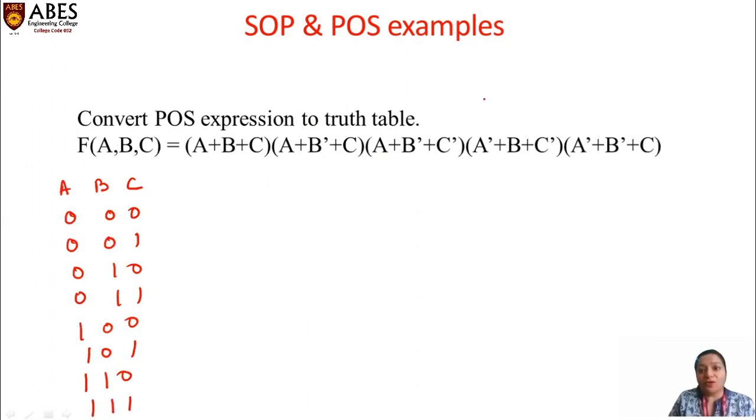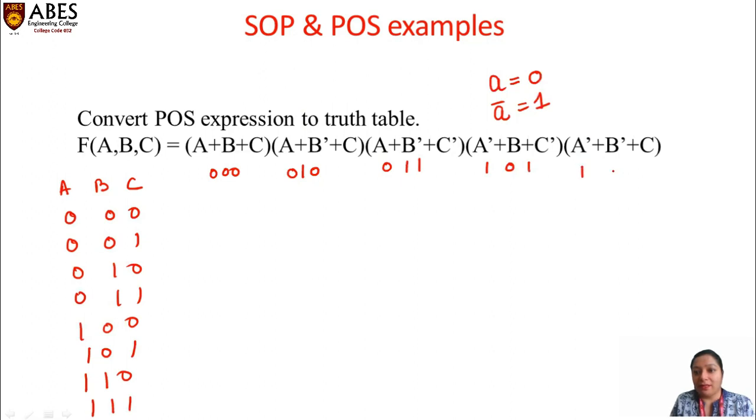And also we know that in product of sum form, we take the actual variable as 0 and the complemented form as 1. So here we can see that this is 0 0 0. This is 0 1 0. This is 0 1 1. And this is 1 0 1. And this will be 1 1 0. So in the decimal form, this is 0, this is 2, 3, 5, and 6.